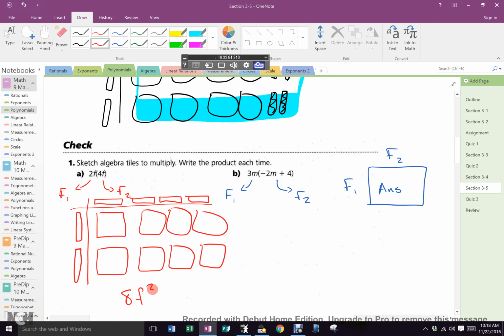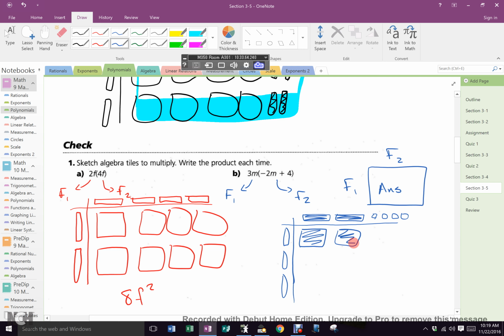So what's my answer? 8x squared. Right? Okay. In this one, what does factor 1 side look like? 3 bars. 1, 2, 3. What does factor 2 side look like? 2 bars, negative, so we shade them. And then 4 little guys, not shaded. What wins, shaded or not? Shaded wins, so this big guy must be shaded, right?